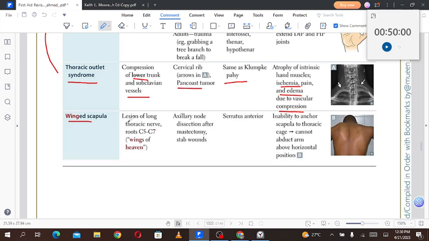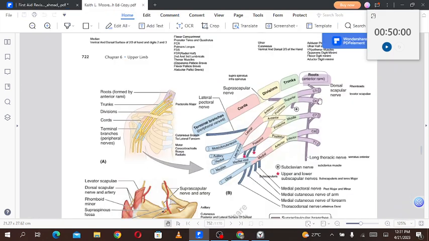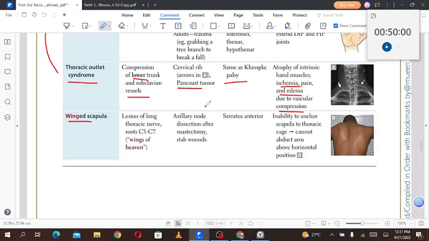The winged scapula is the lesion of the long thoracic nerve. The long thoracic nerve was coming from over here, and that was supplying the serratus anterior. That is the long route of origin and then the long route of supply. So the C5, 6, 7 roots are giving origin to the long thoracic nerve. Coming back to this, the long thoracic nerve is going to the axillary node. A lesion of the long thoracic nerve, roots C5 to C7, will lead to winged scapula.